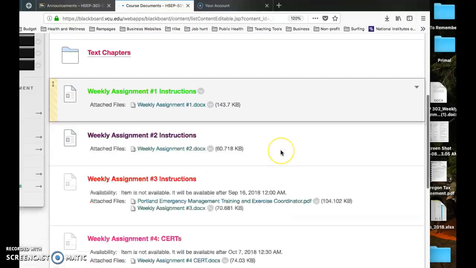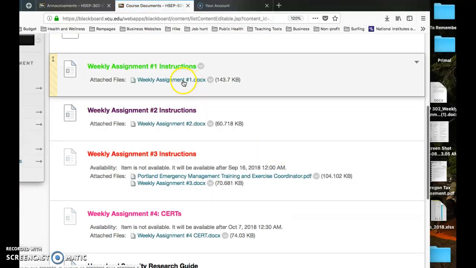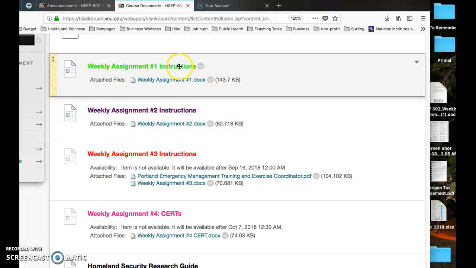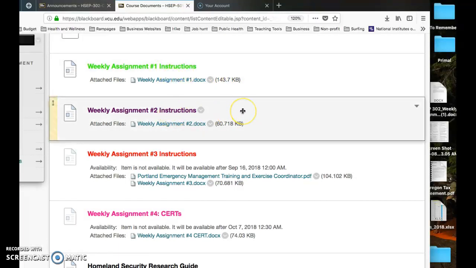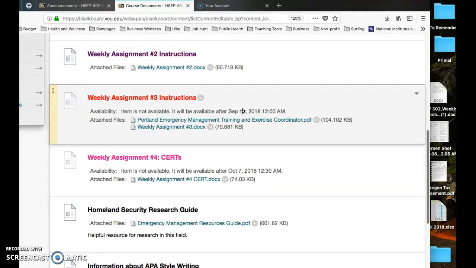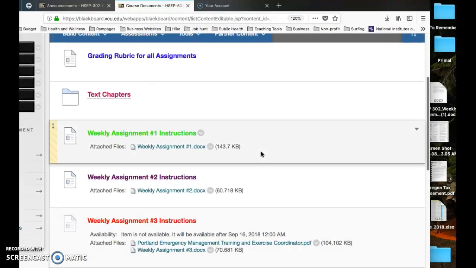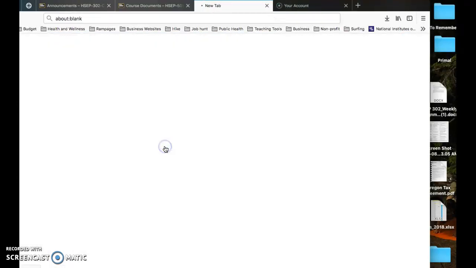Then we have, so again, for now, I'm just going to go over the weekly assignment number 1, but know that I usually have weekly assignments out 2 weeks before. So right now you can view 1 and 2. Again, if you have any questions, this helps with that. 3 and 4 you cannot get to right now, but they open up about 2 weeks before. So let's look at this weekly assignment number 1.